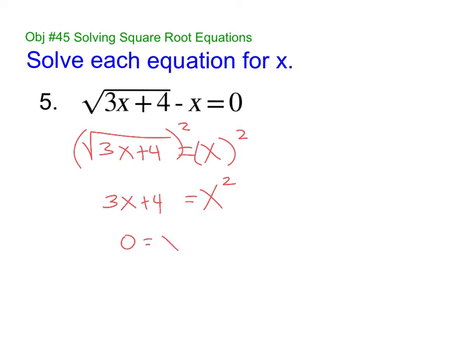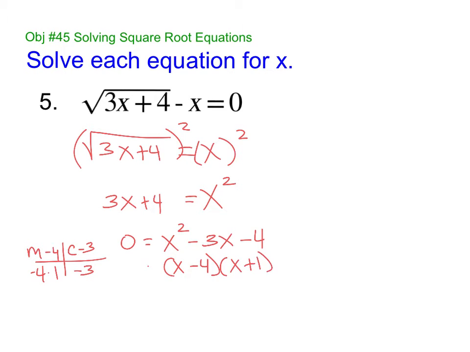Bring everything to where x squared is. So minus 3x minus 4, and then we're going to factor and solve. Typically I don't give the quadratic formula. They're usually factorable. So multiply to negative 4, combine to negative 3: 4 and 1. So we got x minus 4, x plus 1 equals 0, and then x equals 4, x equals negative 1.